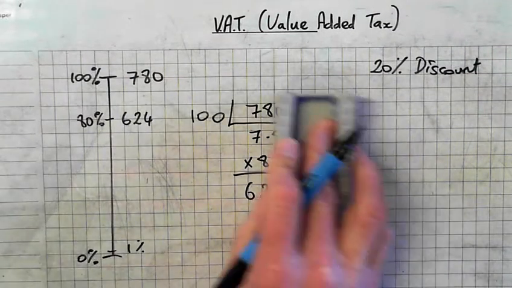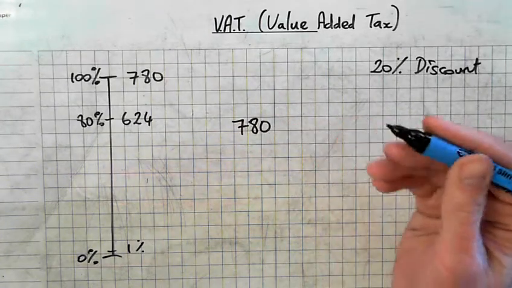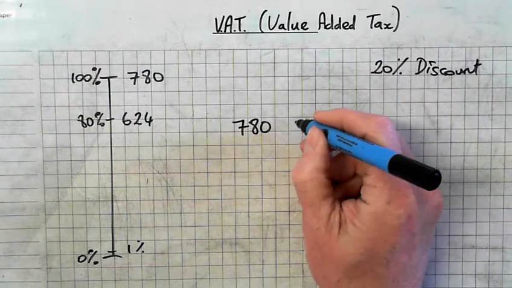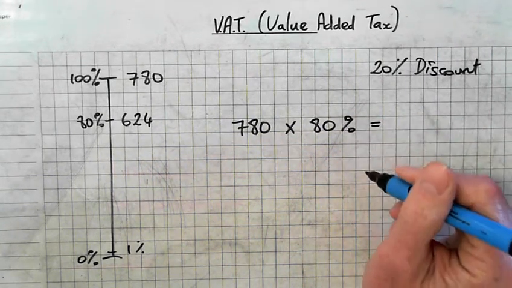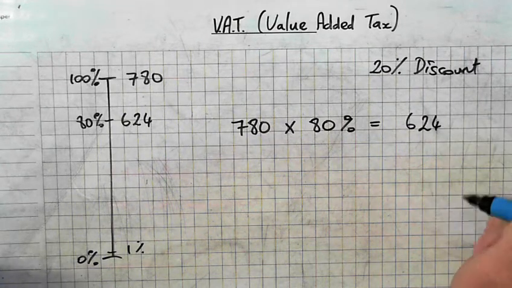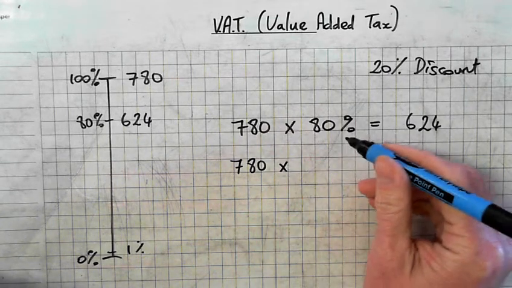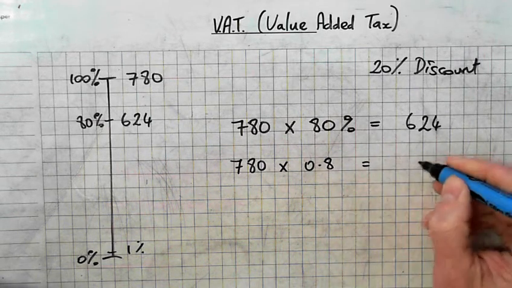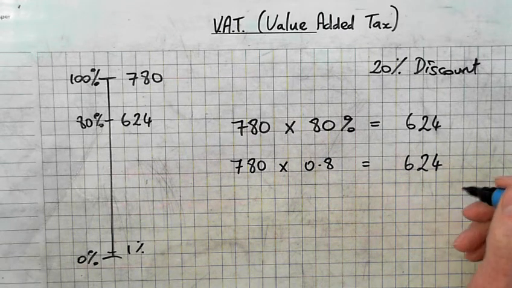Another way of doing it is taking $7.80 and it's been reduced by 20%, so we're actually finding 80%. So I can just multiply by 80, shift percent button. So I can do it that way, and I should get the same answer. Another way of doing it is $7.80 multiplied by, instead of 80%, change 80% to a decimal, 0.8, and I get the same answer, $624. Okay? 3 ways of doing it.